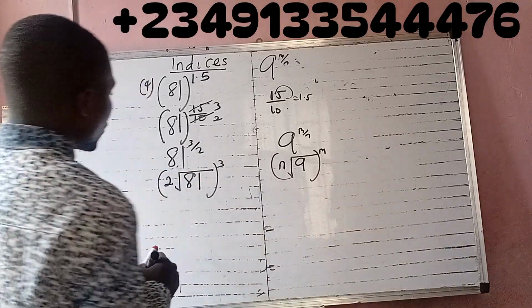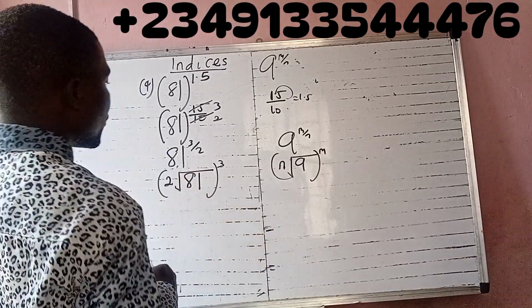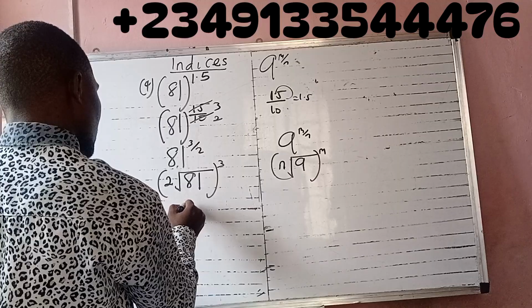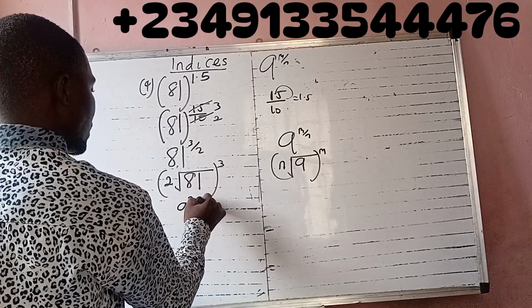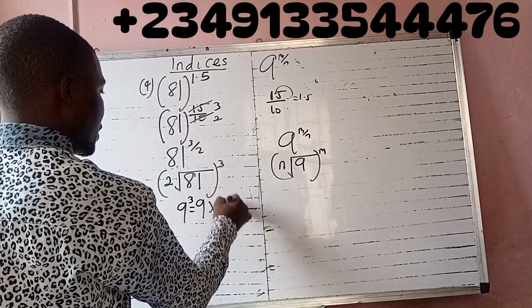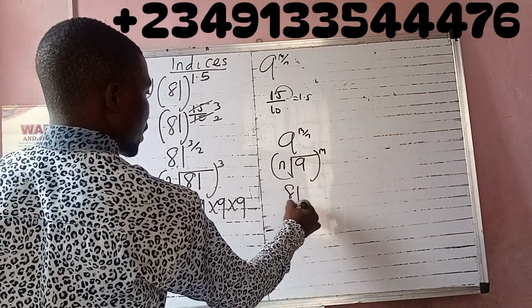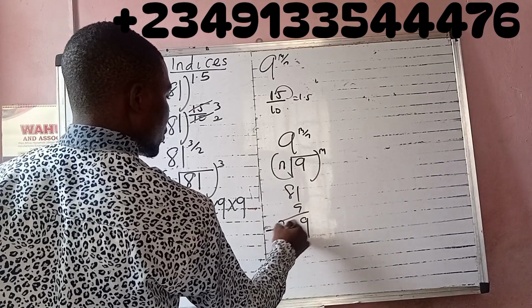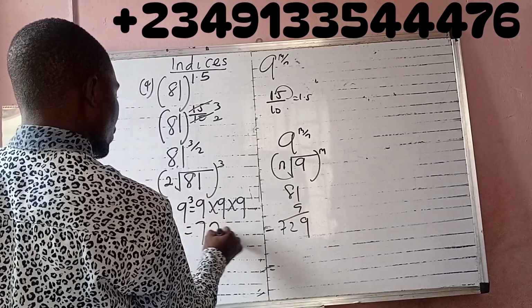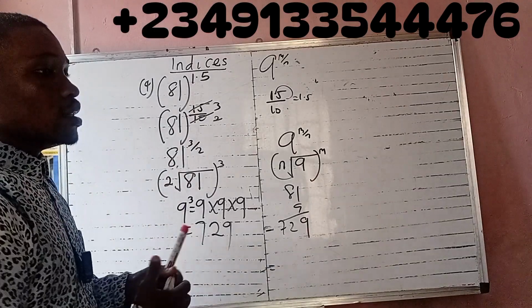Now this is a square root. So look for the square root of 81, which is what? 9, raised to power 3. So that's 9 times 9 times 9. 9 times 9 is 81. 81 times 9, 9 times 1 is 9, 9 times 8 is 72. So the answer is 729. So this is the fourth question under indices.